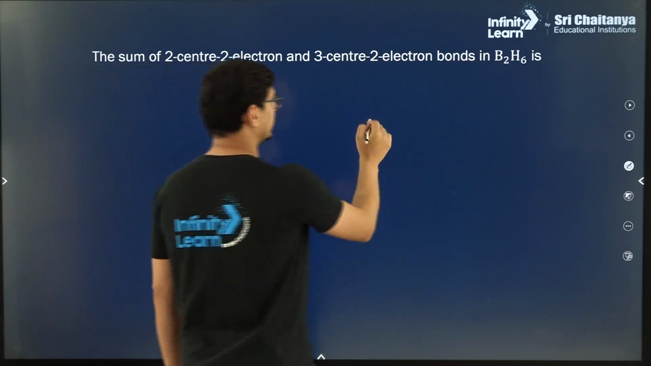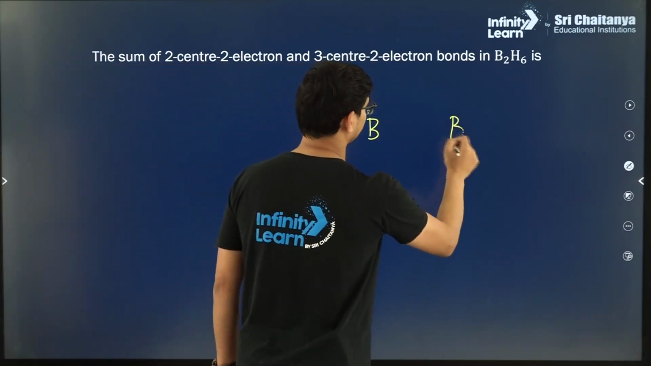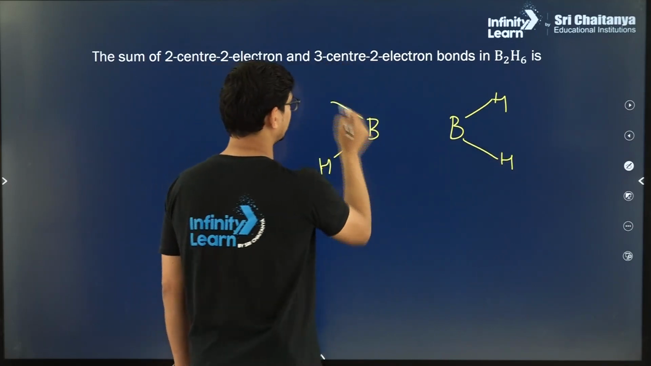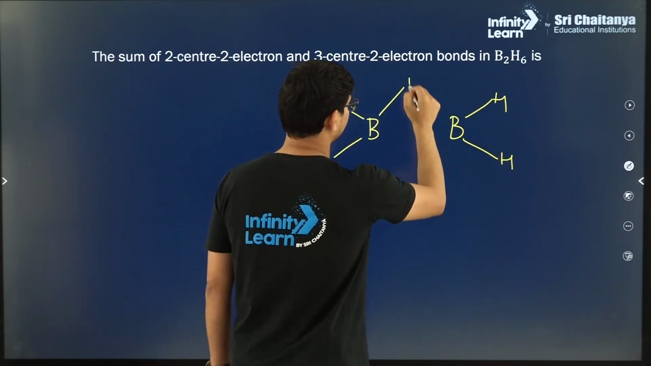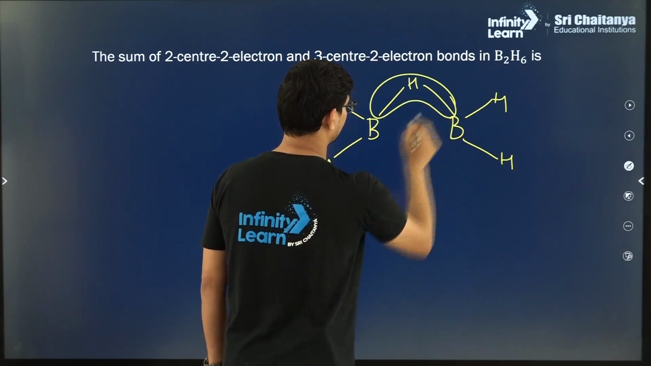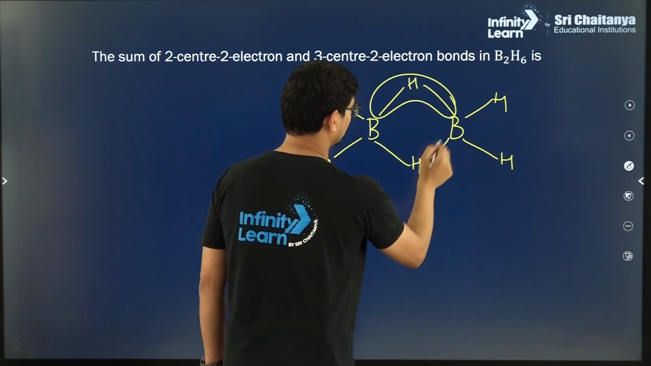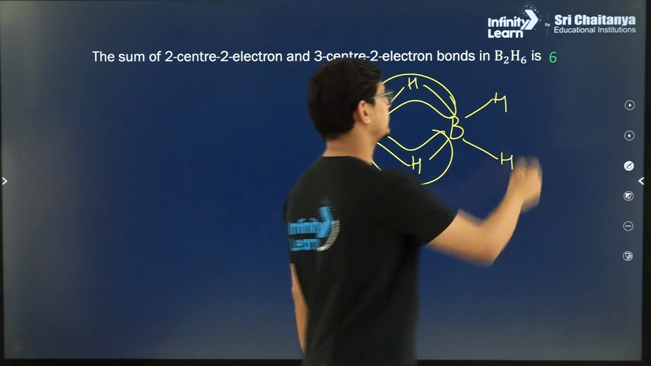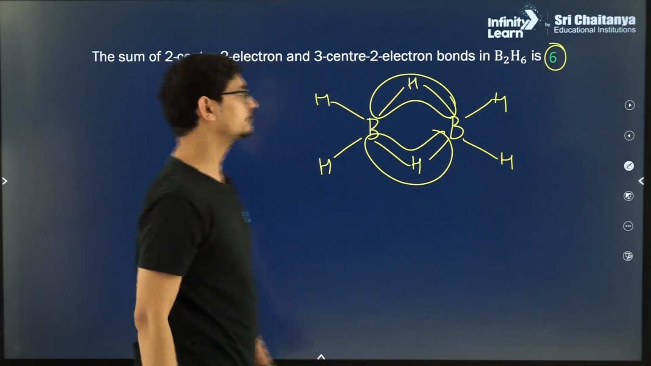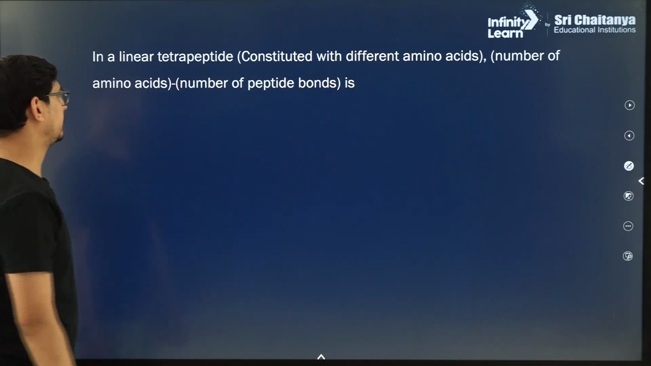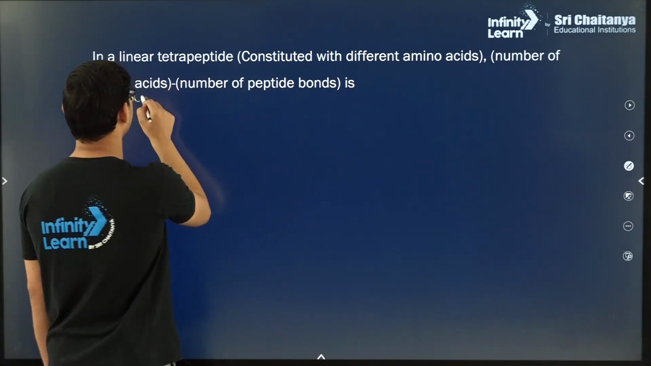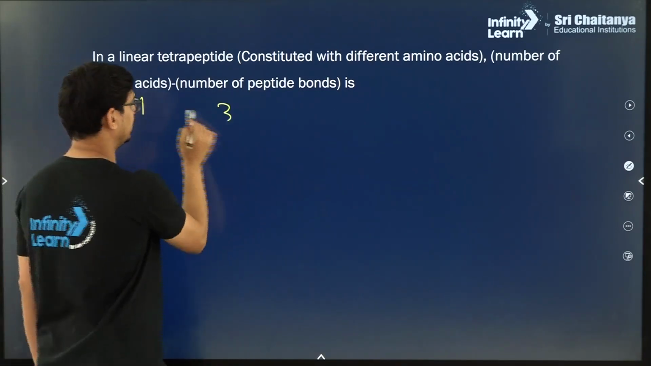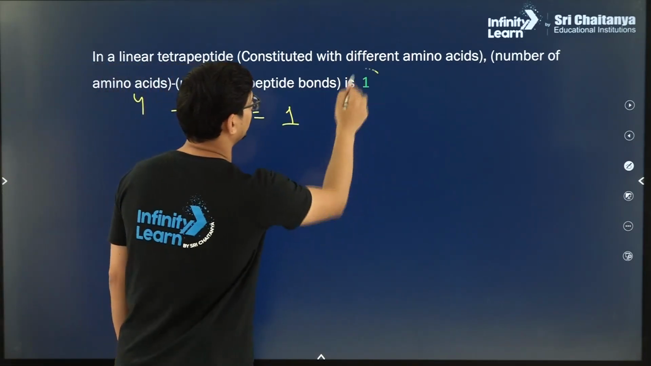In diborane, of course, there are 6 bonds, right? 4 are the terminal regular covalent bonds, 2 center, 2 electron, and these are 2 banana bonds, which we call 3 center, 2 electron bonds. So total 4 plus 2, how many bonds are there? 6, right? In a linear tetrapeptide, of course, there are 4 amino acids and 2 amino acids have 1 peptide linkage, so there are 3 peptide bonds, so the answer will be 1, right?